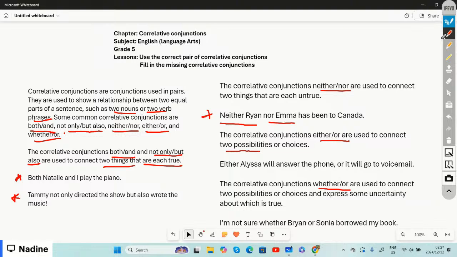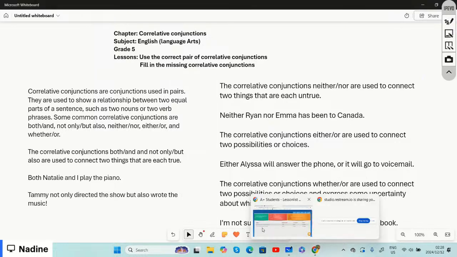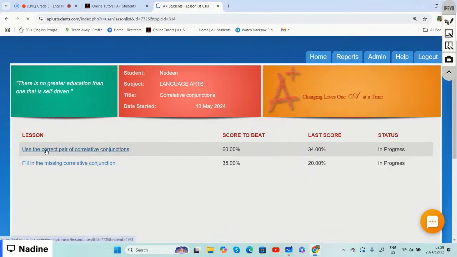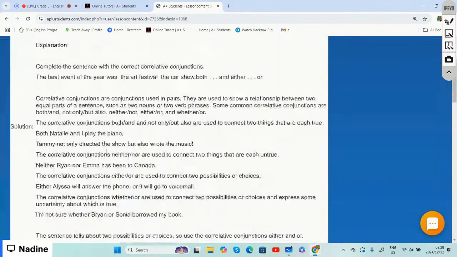All right. So that is either or, neither nor. So now let's go to A plus students. Let's see A. And we're going to use the correct correlative conjunctions, right?